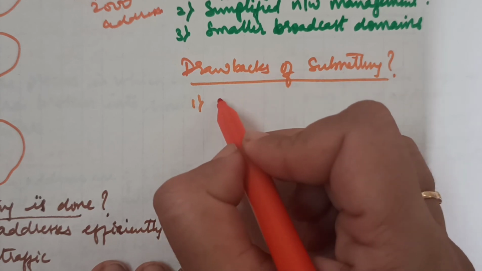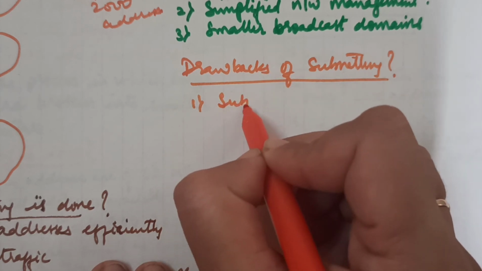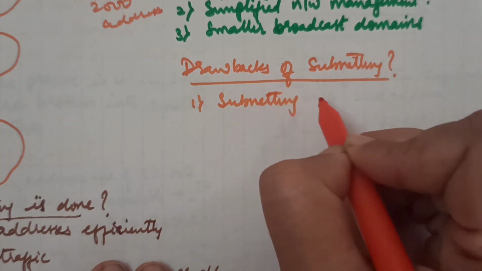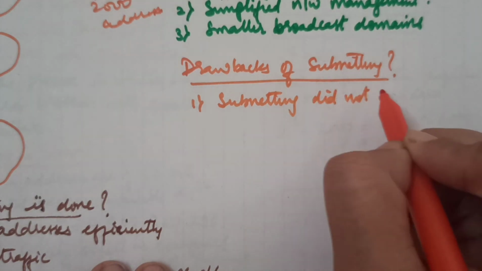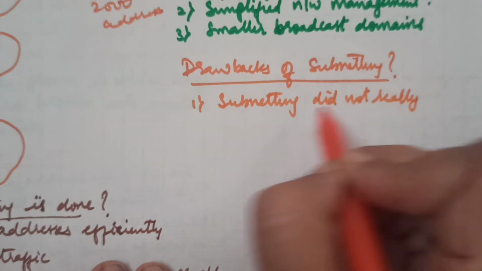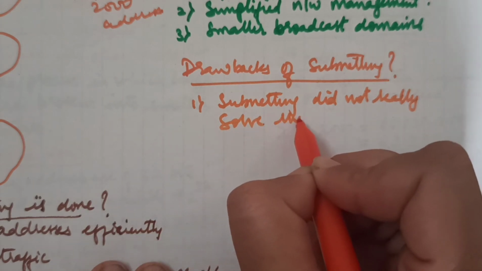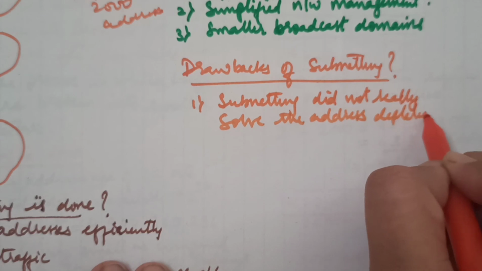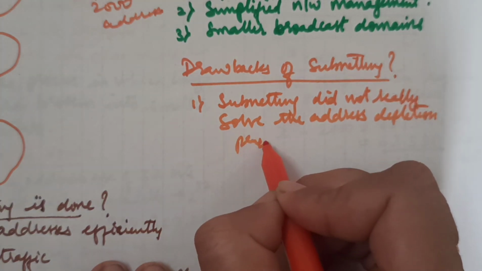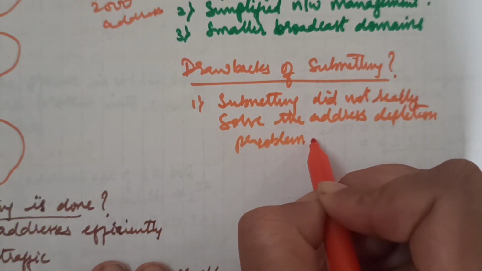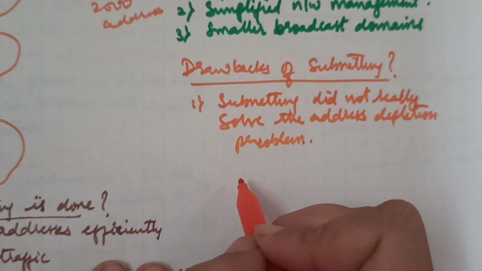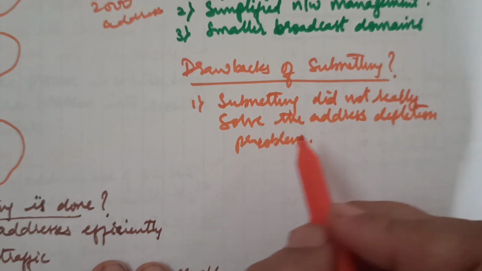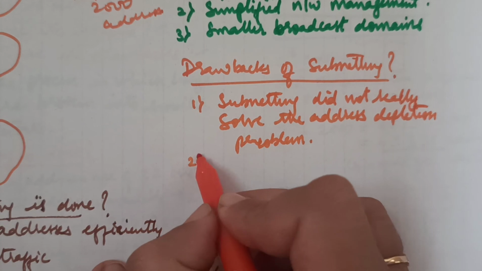Subnetting did not really solve the address depletion problem. Why is this so? Just now we have seen the example of class B subnetting, and we have seen that after subnetting also a few addresses are wasted. So subnetting did not really solve the address depletion problem.